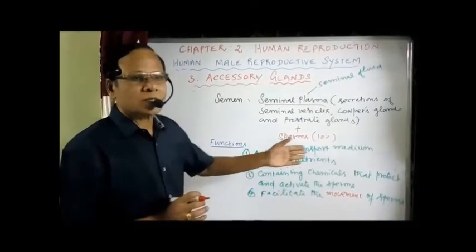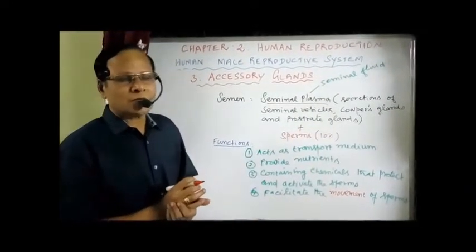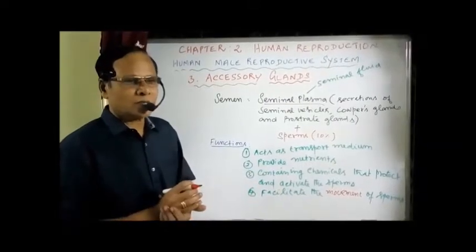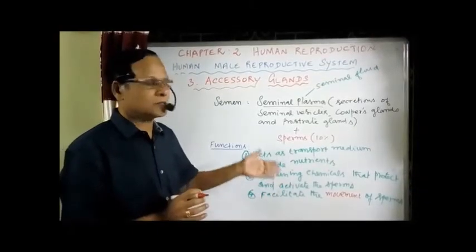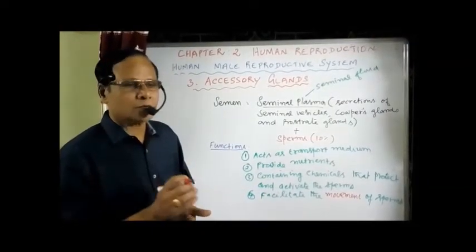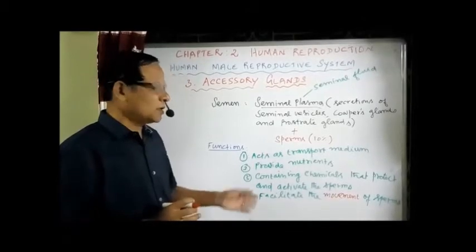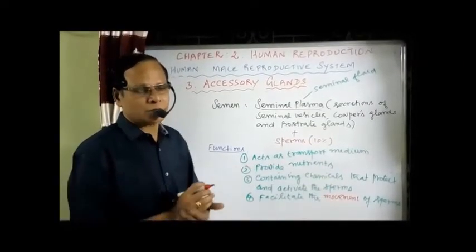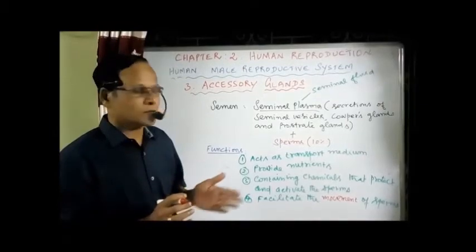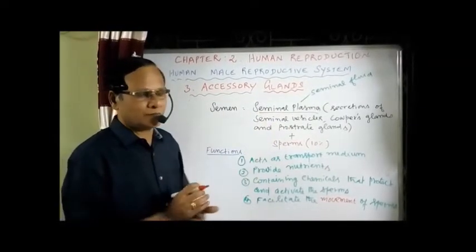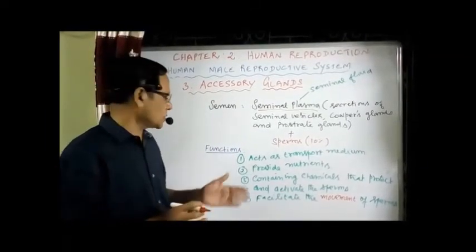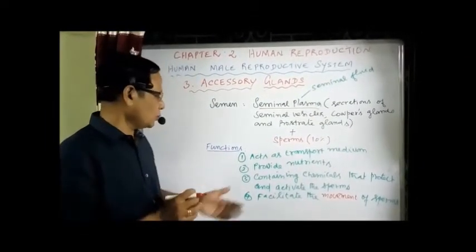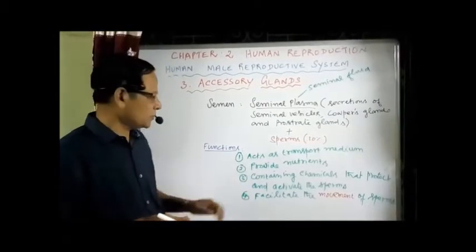Now it also contains chemicals. What is the function of the chemicals? Different chemicals protect and activate the sperms. And finally, they also facilitate the movement of the sperms. The wriggling movement of the sperm is facilitated by the fluid medium. So these are the functions related to semen. As per the book there are many functions, but I am restricting them as per the syllabus.